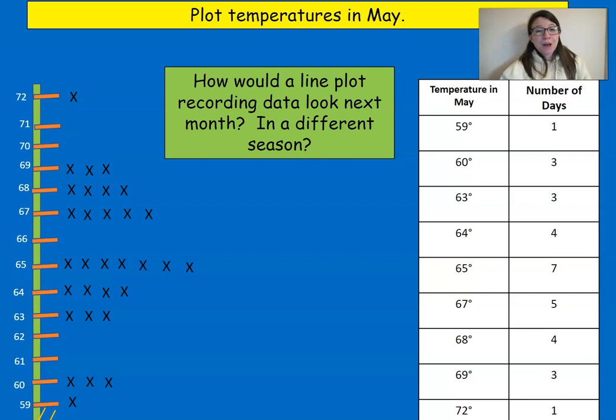Yeah, so June is a lot warmer, so we probably wouldn't have very many X's down here, but we might go higher. We might go 72, 73, 74, 75, even maybe up to 80 and more X's up here, because as we're moving into the summer, the temperatures are going to get warmer, so there'll be less days in this temperature and more days up here.